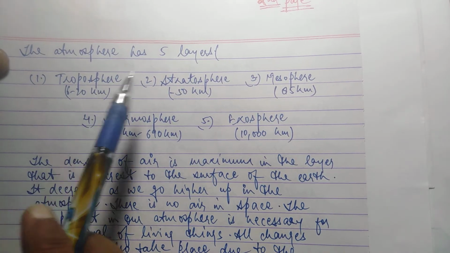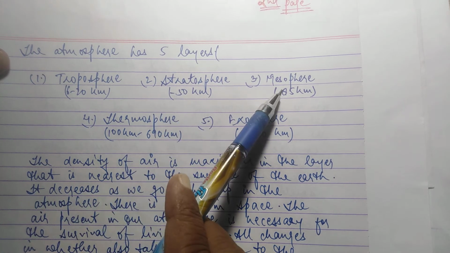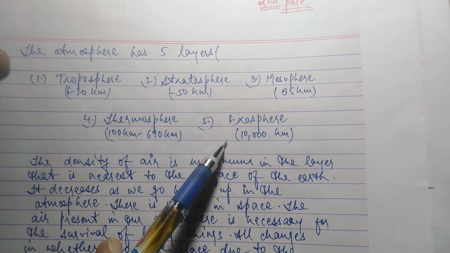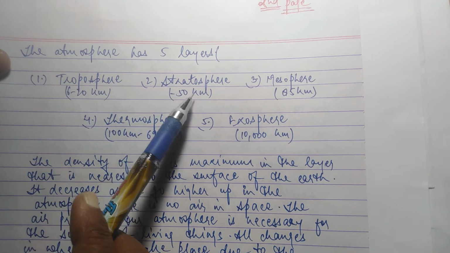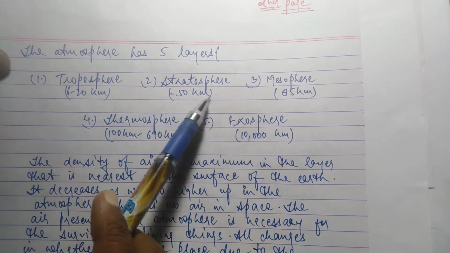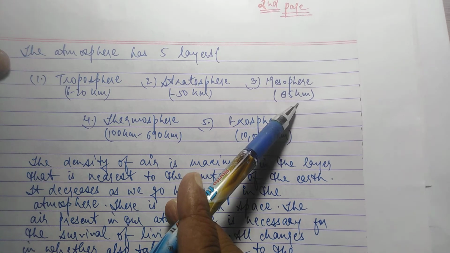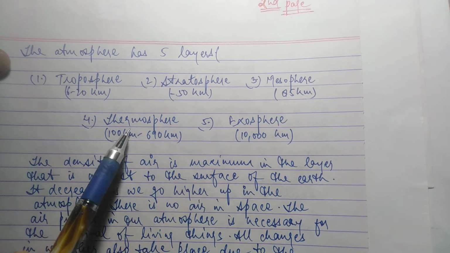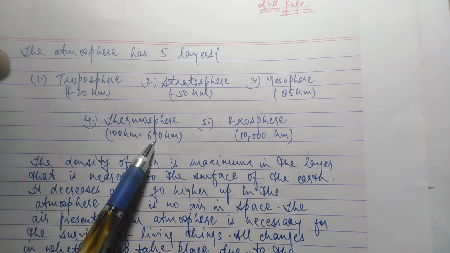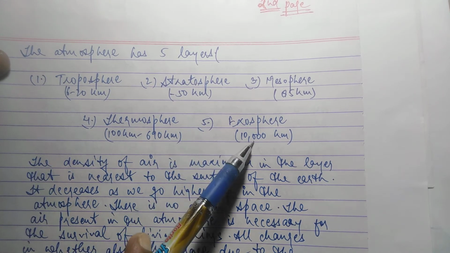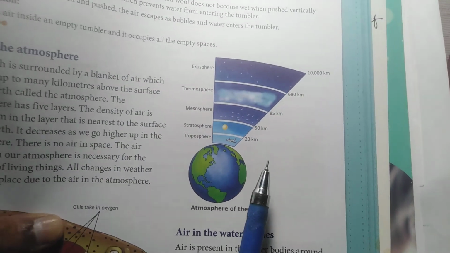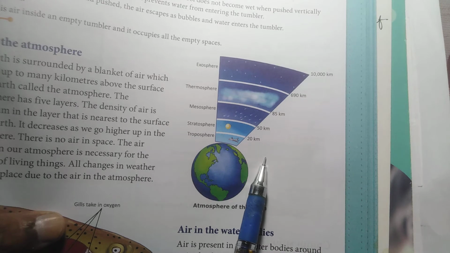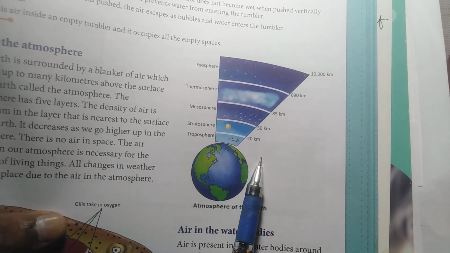First troposphere, then stratosphere, mesosphere, thermosphere and exosphere. Troposphere is up to 6 to 20 kilometers. Stratosphere above 50 kilometers. Mesosphere above 85 kilometers. Thermosphere 100 to 690 kilometers and exosphere 690 to 10,000 kilometers. Okay, you will find the diagram here in the book. Clear?